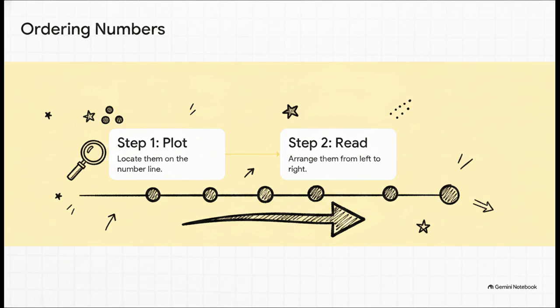Step 2. Read the line from left to right. That's it. If you read those dots from left to right, you're automatically arranging them from least to greatest. You are letting the visual structure do all the heavy lifting for you.